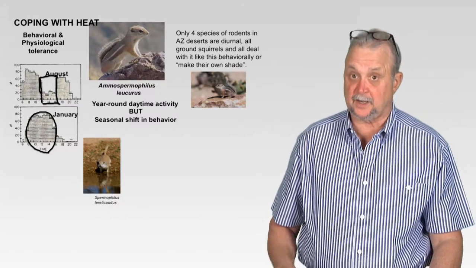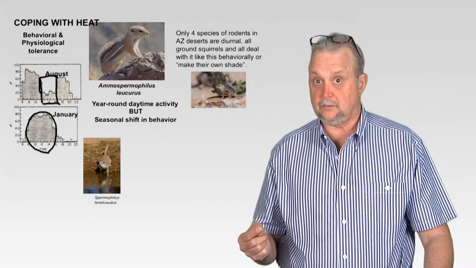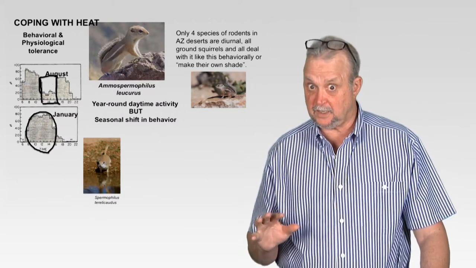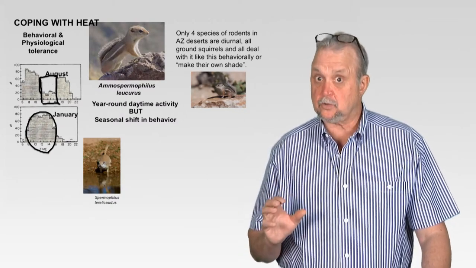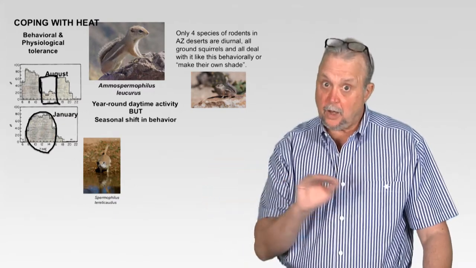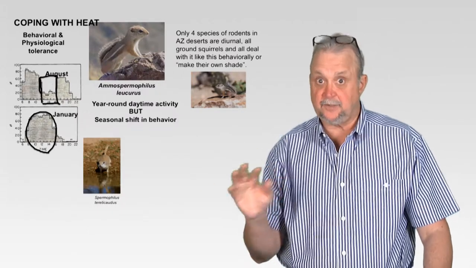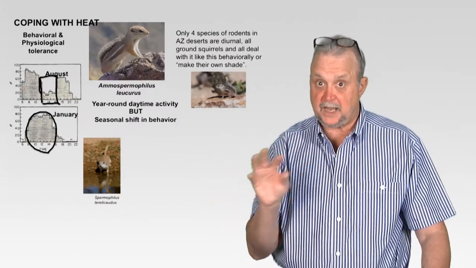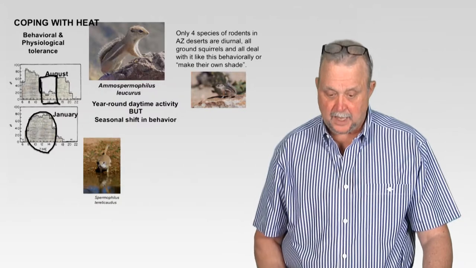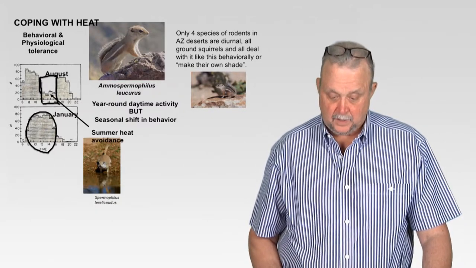Well, they can't handle it. These little guys have been recorded with body temperatures up to 112. Remember, 106 is about lethal for us. So they have an incredible ability to handle heat, but they're in and out all the time. They're moving constantly, and they constantly have to get back in the shade. If they go out to eat during the daytime, they have to get back in the shade. In and out, in and out. Drives you crazy. But they have to avoid that heat.